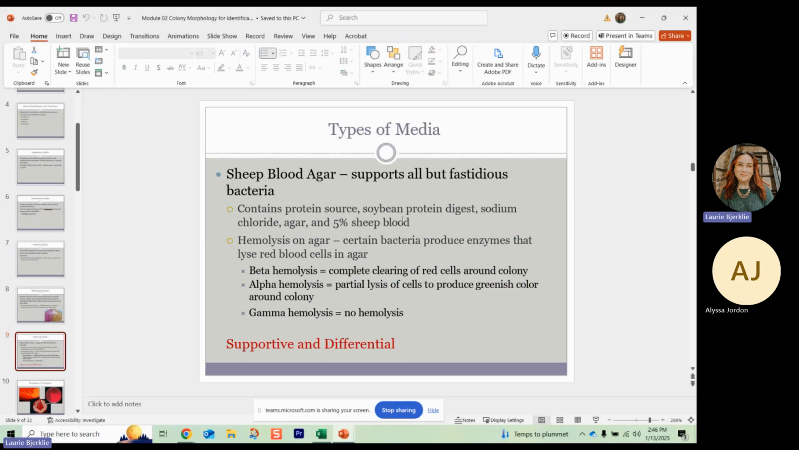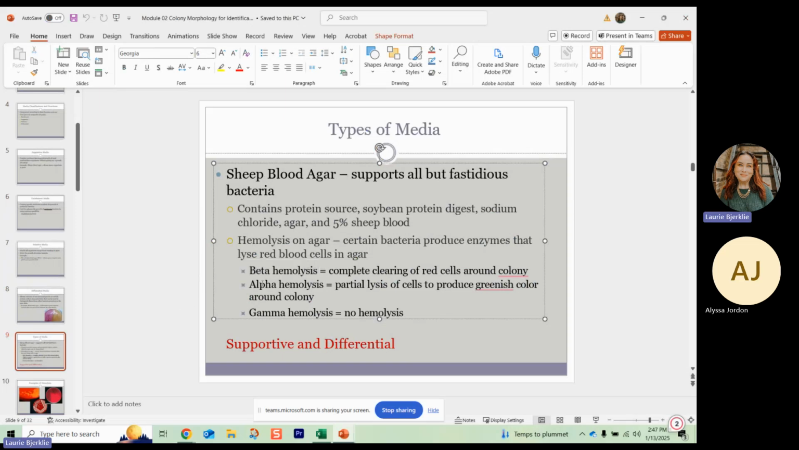The other unique thing that sheep blood agar has the ability to do is show hemolysis patterns on the plate. When you start learning bacteria and looking for bacteria on agars, you'll learn how to always look for a hemolysis pattern on the sheep blood agar. Certain bacteria will produce enzymes that lyse the red blood cells, that 5% sheep blood that's in that agar, that will wipe them out. So if we call something beta hemolytic, a beta hemolysis, that means they had enzymes that completely cleared the red cells around the colony of that bacteria. It's completely clear around it because they lysed it all.